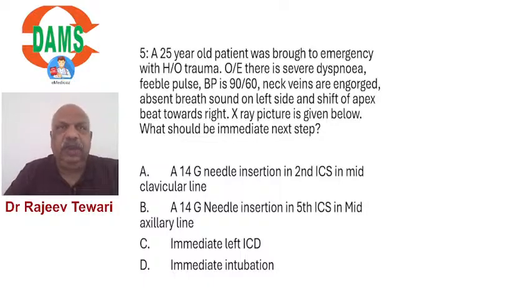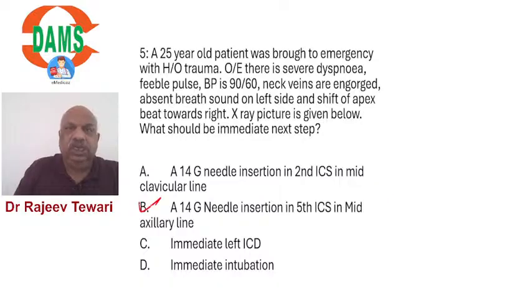A 25-year-old patient was brought to emergency with history of trauma. On examination, there is severe dyspnea, feeble pulse, blood pressure is 90/60, neck veins are engorged, absent breath sound on the left side, and shift of apex towards right. X-ray picture given below. X-ray picture unfortunately is missing here, I am sorry. But by history itself, you can diagnose. It is tension pneumothorax. What should we do?